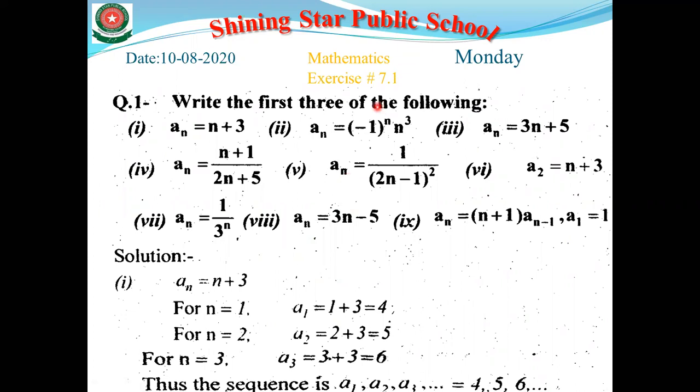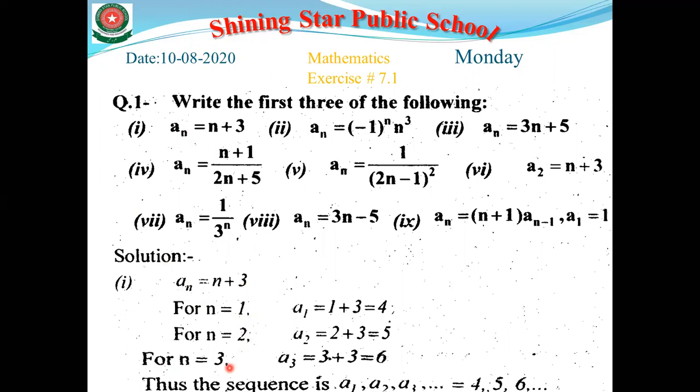Write the first three terms of the following. It means we have question number 1 and part number 1, an equals n plus 3, and we have to write the first three terms of that sequence. So very simple question and very simple exercise. We have an equal to n plus 3. So for the first three values, simply we put n equal to 1, n equal to 2, and n equal to 3.